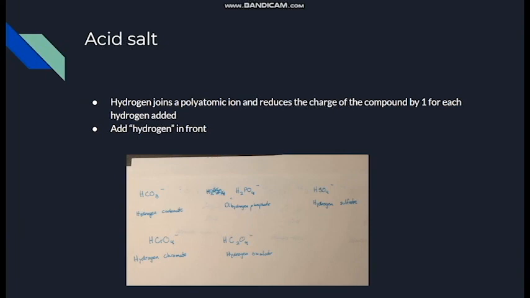This is indicated by the name hydrogen carbonate. Taking a look at another example, H2PO4 1-. This is going to be dihydrogen phosphate because we have 2 hydrogens in this compound. HSO4 1- is going to be hydrogen sulfate because we have the SO4 polyatomic ion but only 1 hydrogen. CrO4 has a charge of 2- and hydrogen has a charge of 1+, so this is going to be hydrogen chromate. Finally, HC2O4. C2O4 has a charge of 2- and hydrogen has a charge of 1+, so the overall compound is 1-. This is indicated by hydrogen oxalate.